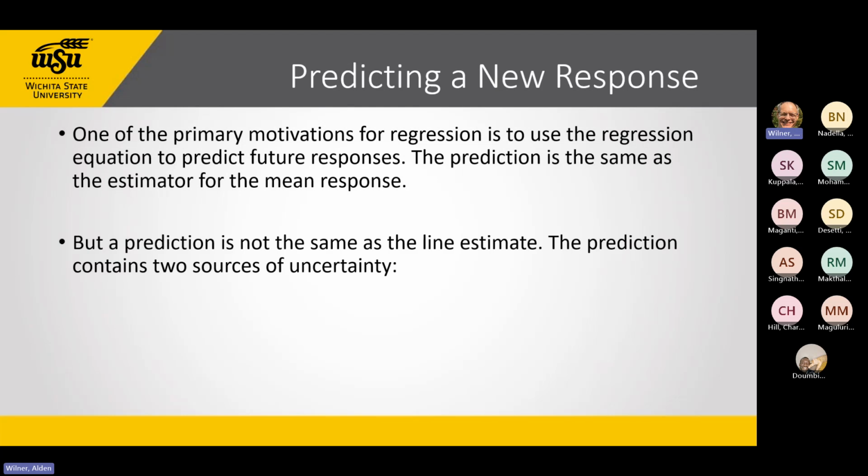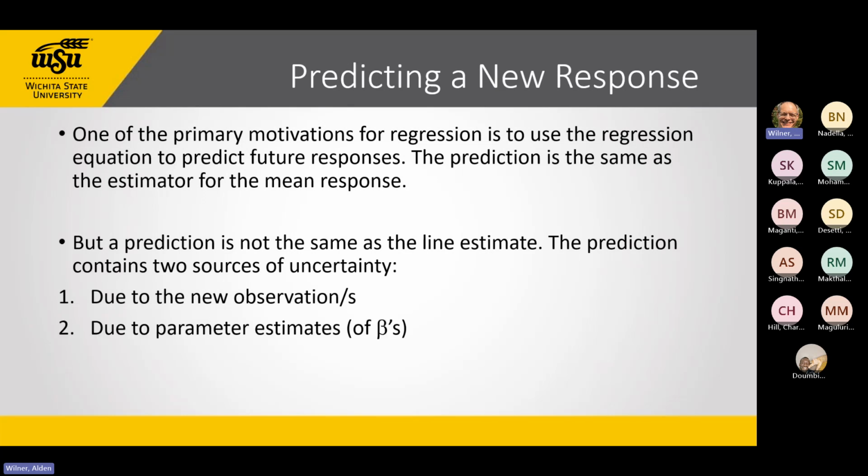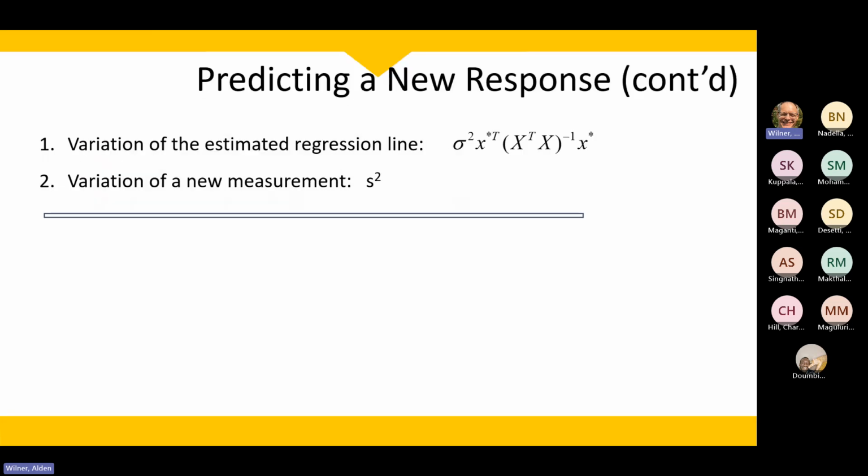So this is the estimator for the mean response, but it's not the same as the line estimate because it contains two sources of uncertainty. One is due to the parameter estimates, which we've made, and all those bring in a sense of uncertainty, but the other source is the new observation itself. We're not sure what it's going to be. It's uncertain whether we've got everything completely accurate in that or not.